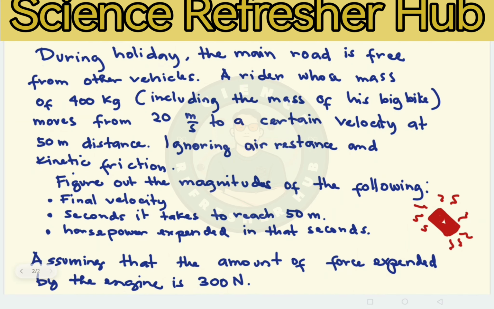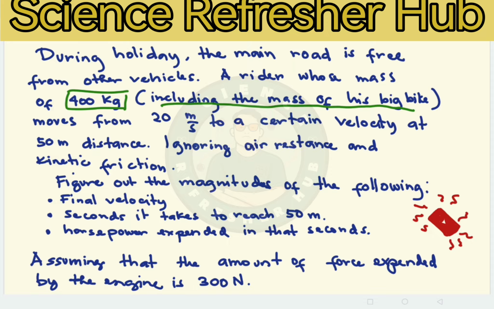This is our problem. During holiday, the main road is free from other vehicles. A rider whose mass is 400 kilograms, and that includes the mass of his big bike. So all in all, the total mass will be 400 kilograms. I will box it so that we can easily remember the value of the mass.